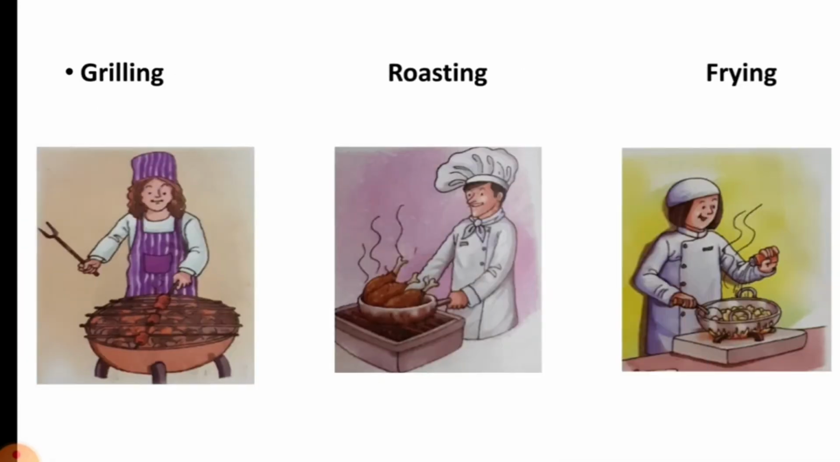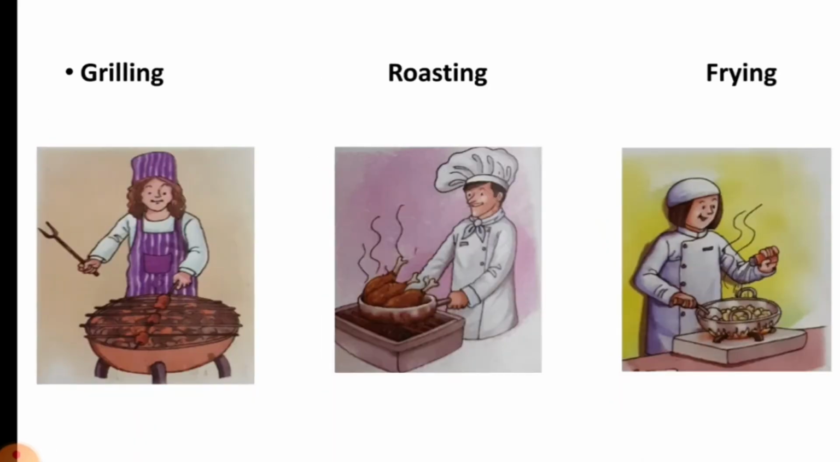Now the next method of cooking food is grilling. So this method involves cooking food directly on a source of heat. And the common cooking equipment used in this method is a frame of metal bars, which is called a griller. And the method of grilling is used to cook food like meat, sandwiches, and some vegetables.